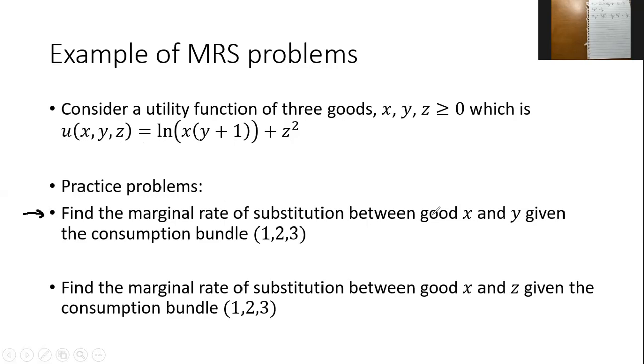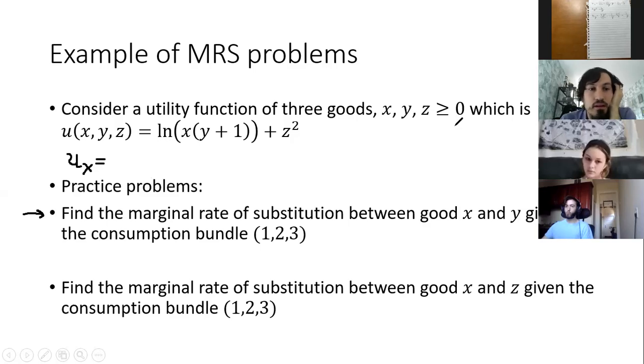I would say we should find the marginal utility of X. How should we do that? What's the marginal utility of X? Maybe I'll write it like this. Ux equals, what does it equal? Can anyone help me here? Would it be 1 over X? 1 over X, and that's it?